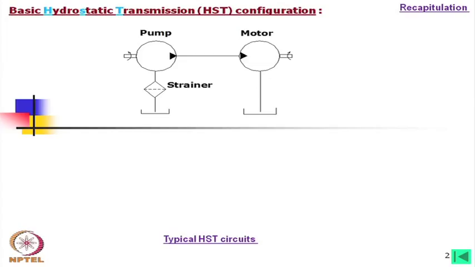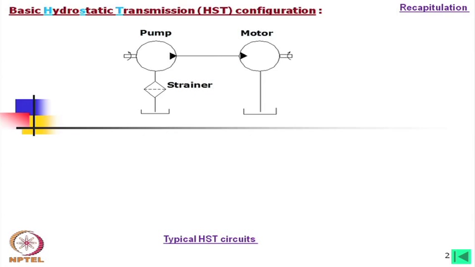However, when we mean HST transmissions, then basically we mean there is a rotary pump and rotary motor. These pumps and motors may be identical looking, their body, the reciprocating units, valve, etcetera, may look alike. In fact, the same components can be used for pump and motor, except there are some differences in the flow distributor valves. And it is even possible that we can combine the pump and motor together, and that unit can be used both as pump and motor.